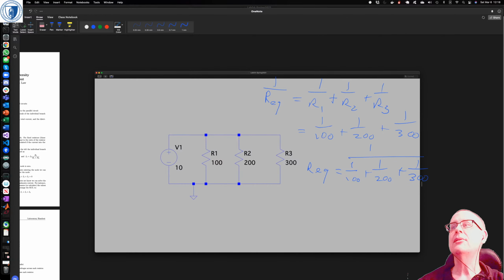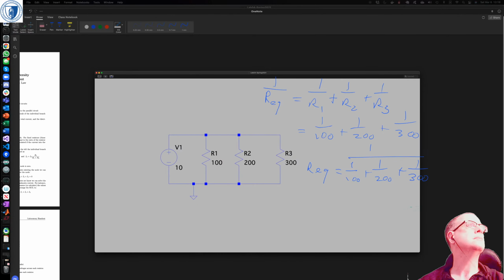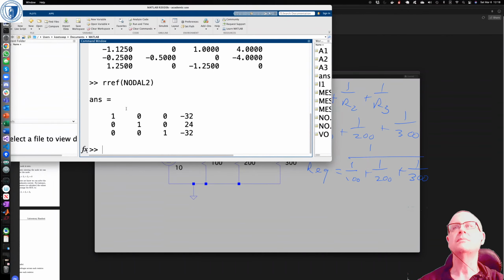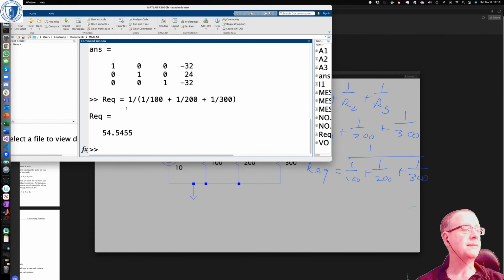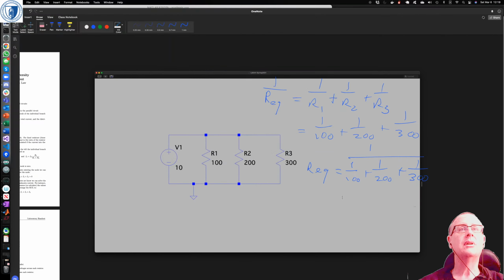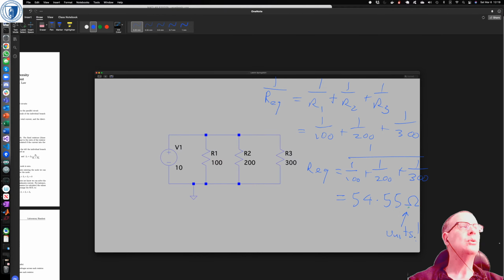Let's see what Matlab thinks of that. R equivalent is 1 on 100 plus 1 on 200 plus 1 on 300, which is 54.55 ohms. Make sure you get the right units in your reports.